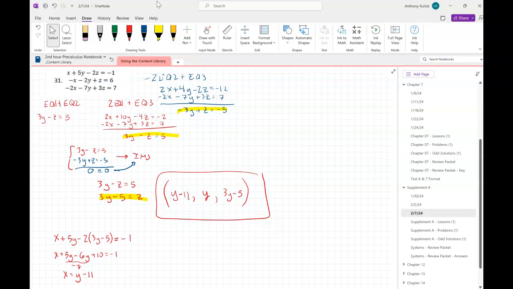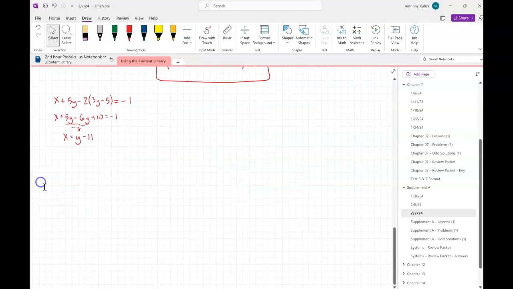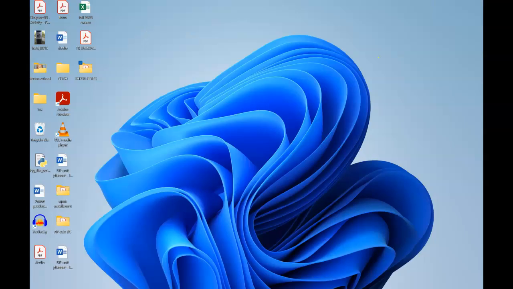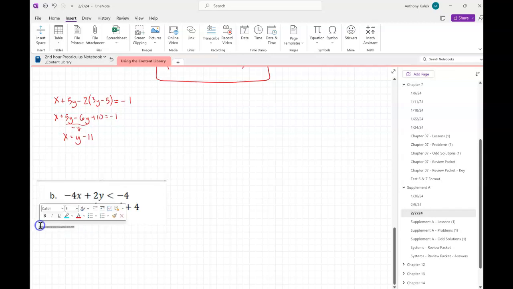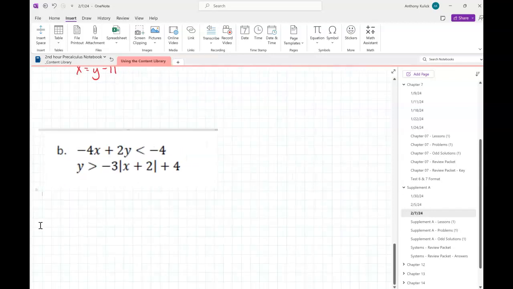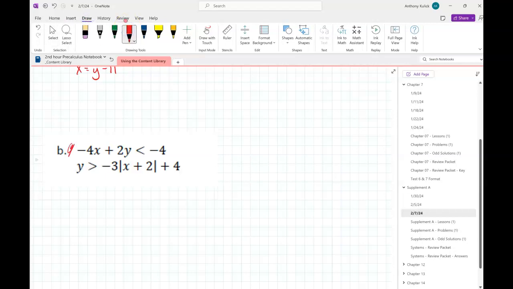Alondra. The system of inequalities. Okay. Are you stressing about the absolute value? I'll tell you, you want to see an absolute value on your test, if that makes a difference. All right. I'll do this.